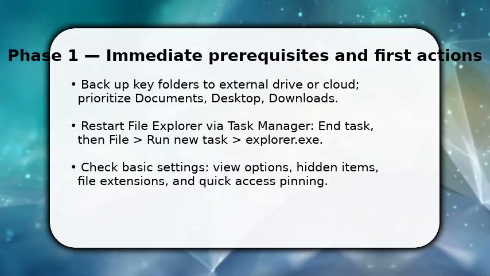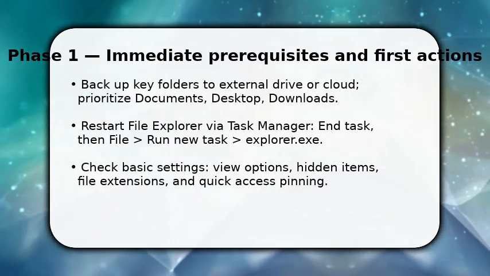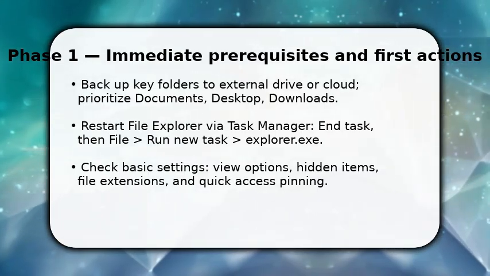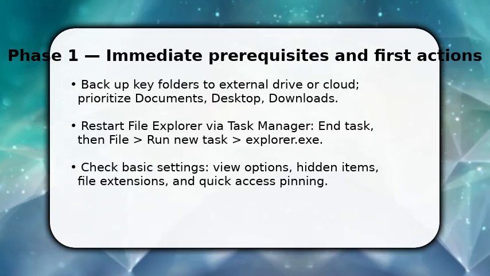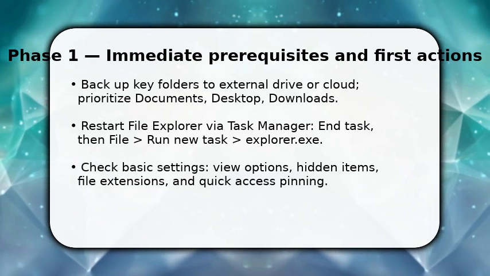Make sure to inspect View options next. Enable file extensions and hidden items so you can see what's wrong. If Quick Access is corrupted, unpin recent items. These are immediate, low-risk steps that get you into a stable state.